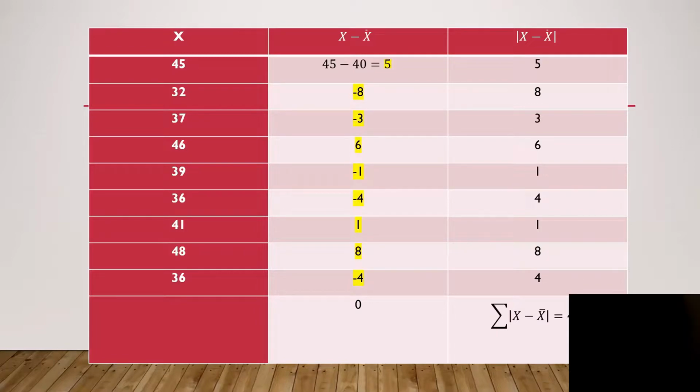So we use the absolute operator here, that is, absolute of x minus x bar. All these values convert to positive. 5 is positive, and after the absolute operator it remains positive. All the rest of the values will be positive. Now the summation of absolute x minus x bar, the sum, is 40.